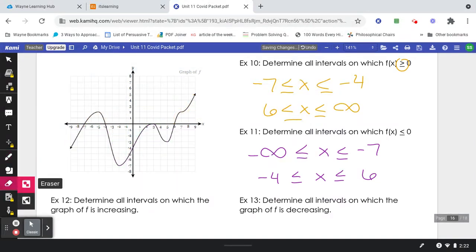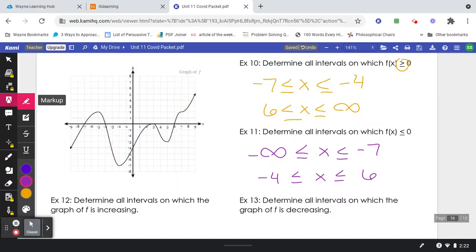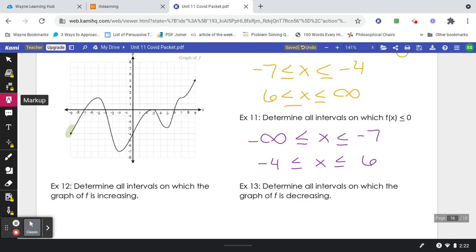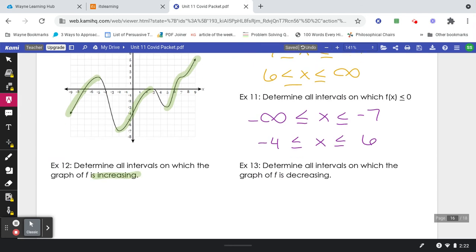And then we switch gears and we start talking about increasing and decreasing. So increasing would be when you're going uphill. So this section here, then I go downhill, then I go uphill, downhill, and then uphill. So there's actually 3 sections where I'm going uphill, increasing. See if you can name those 3 sections. I'll give you just a moment.